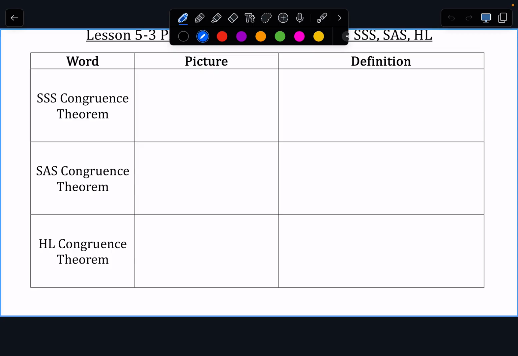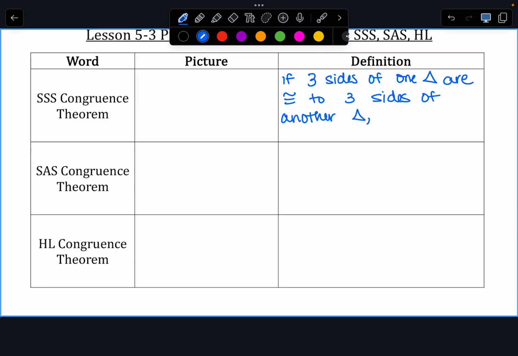Okay. So, our first shortcut is SSS. What do you think that stands for? Side, side, side. So, if 3 sides of one triangle are congruent to 3 sides of another triangle, then our triangles are congruent to each other.